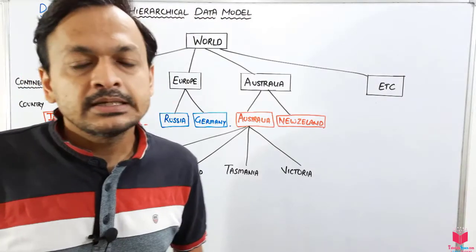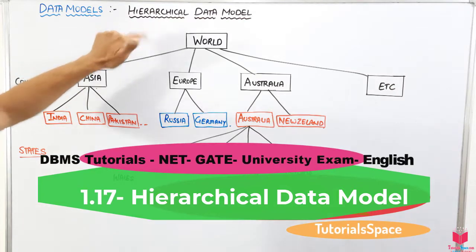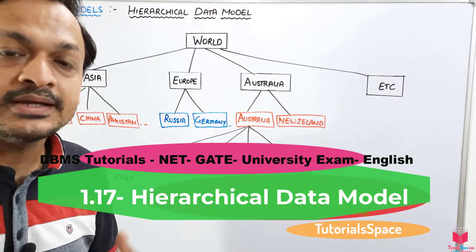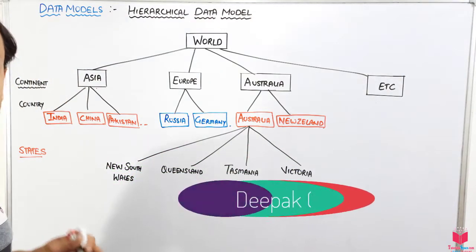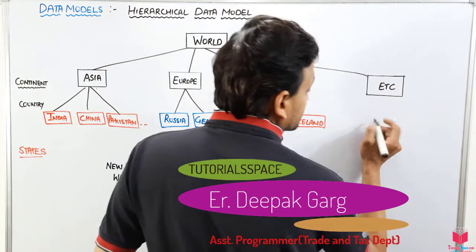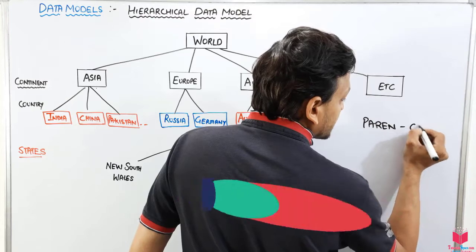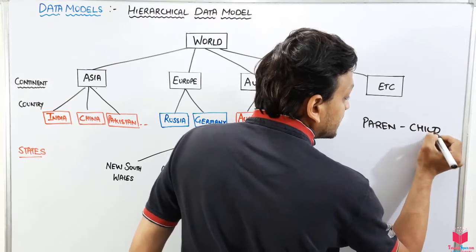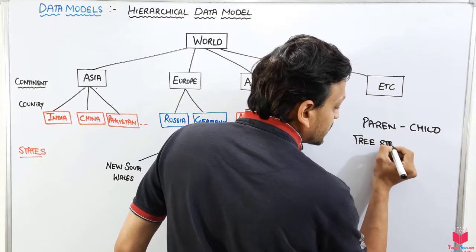Hello everyone. Guys, today we will discuss the data model, in which we will discuss the hierarchical data model, which is a record based data model. So let's see. The hierarchical data model represents the data in a parent-child relationship model. It is basically a tree structure model.